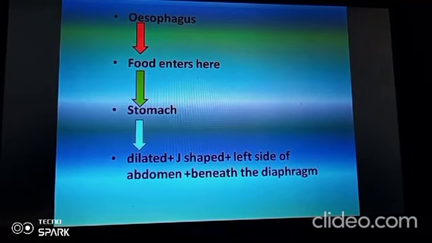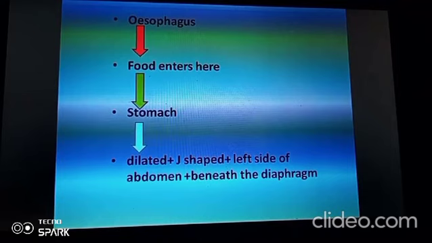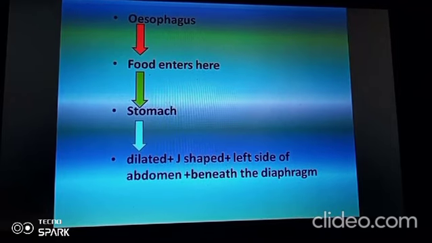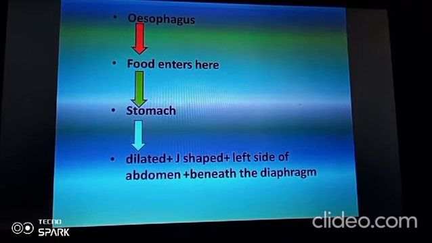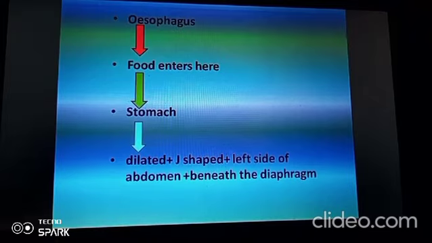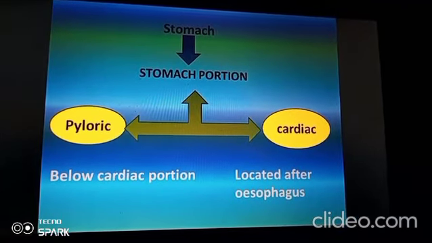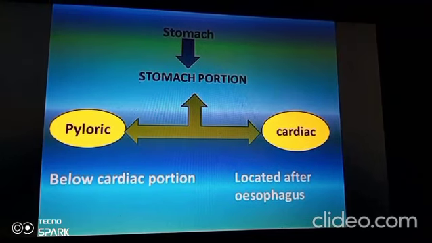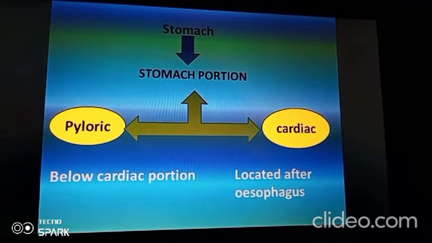Now what is the stomach? It is a dilated J-shaped organ present on the left side of the abdomen and beneath the diaphragm. The shape is J-shaped and dilated, and the location of the organ is the left side of the abdomen, beneath the diaphragm. Now come to the stomach part. The stomach has two portions: the cardiac and the pyloric portion.